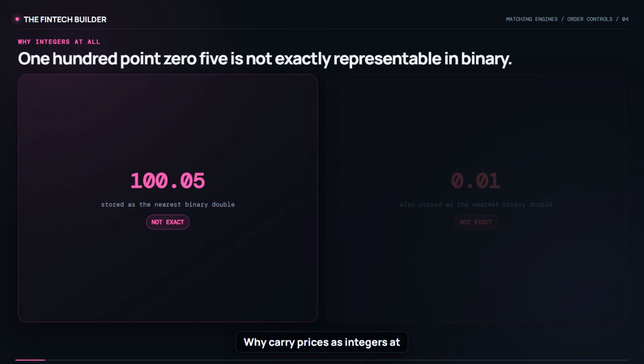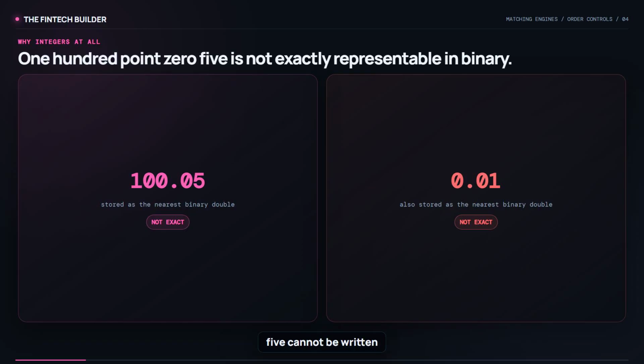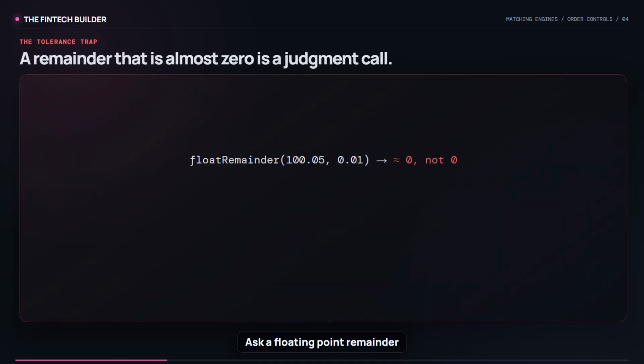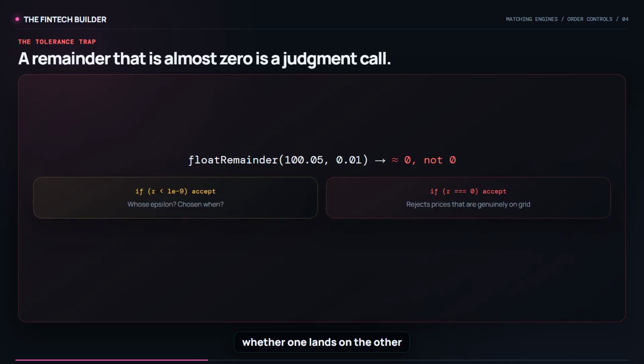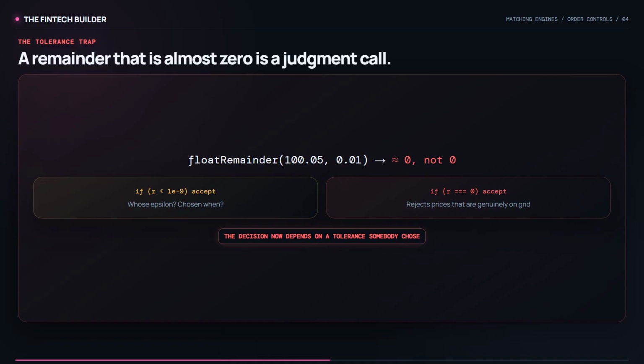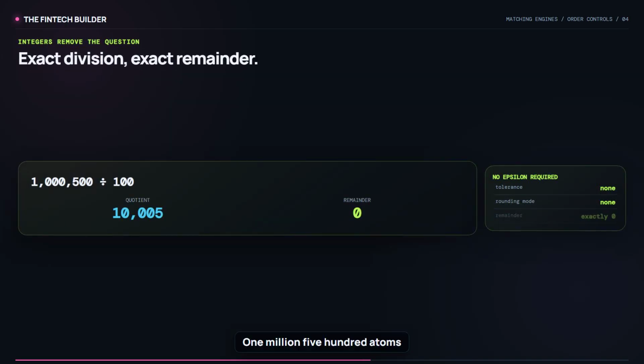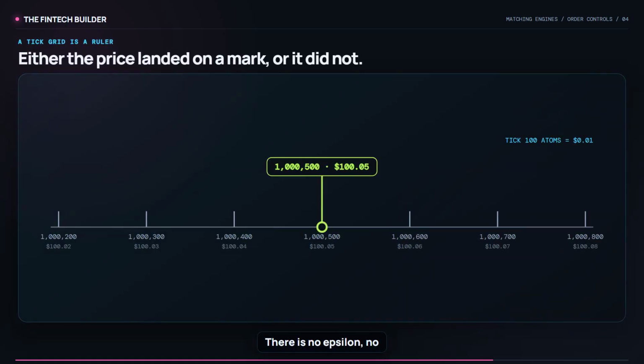Why carry prices as integers at all? Because 100.05 cannot be written exactly in binary floating point. Neither can 1 cent. Ask a floating point remainder whether one lands on the other, and you get a value that is almost 0, but not 0. And now your accept or reject decision depends on a tolerance somebody chose. Integers remove the question. 1,500,000 atoms divided by 100 atoms is 10,005. Remainder exactly 0. There is no epsilon, no tolerance, and no rounding mode. A tick grid is a ruler, and integer atoms let you ask whether the price landed on a mark.